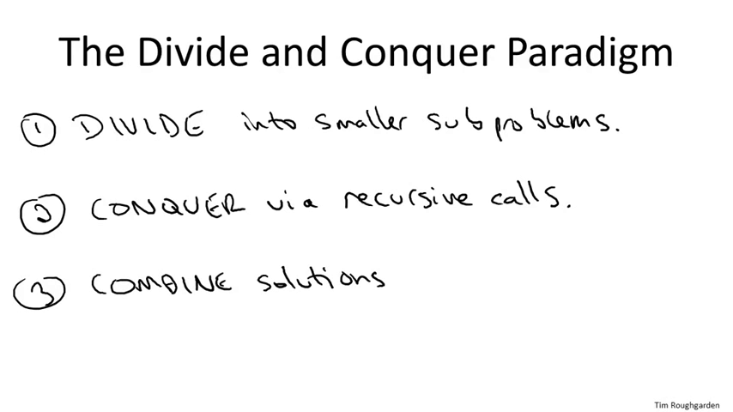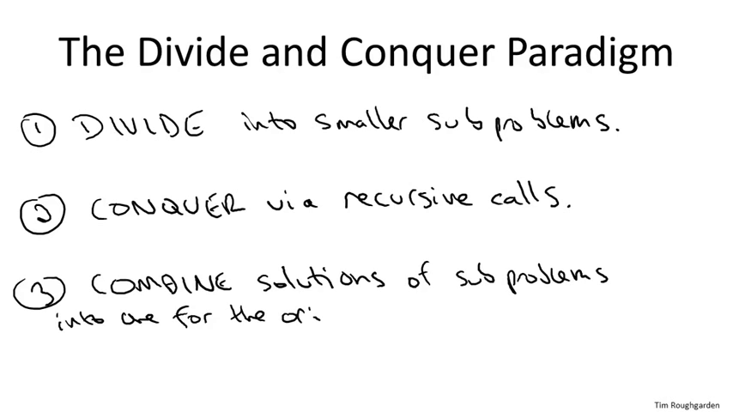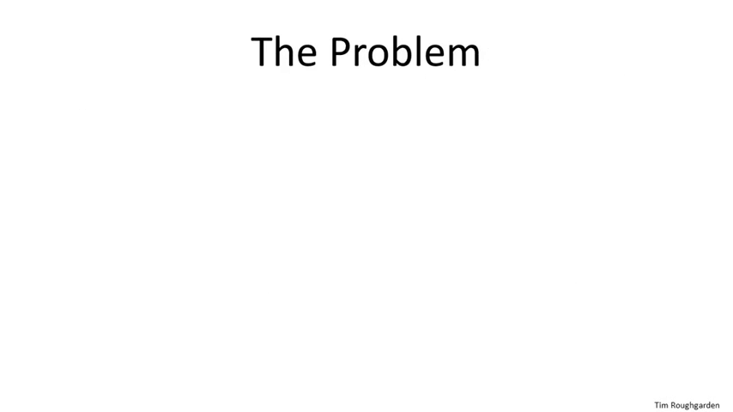Generally, the largest amount of ingenuity happens in the third step. How do you actually quickly combine solutions to subproblems into one to the original problem? Sometimes you also get some cleverness in the first step with division. Sometimes it's as simple as just splitting an array in two, but there are cases where the division step also has some ingenuity. Now let's move on to the specific problem of counting inversions and see how to apply this divide and conquer paradigm. So let me begin by defining the problem formally.